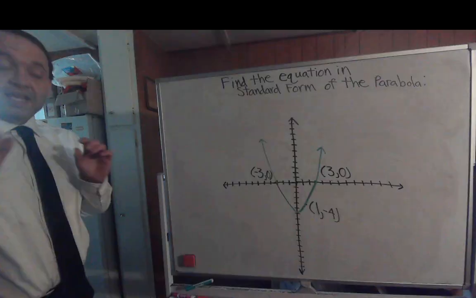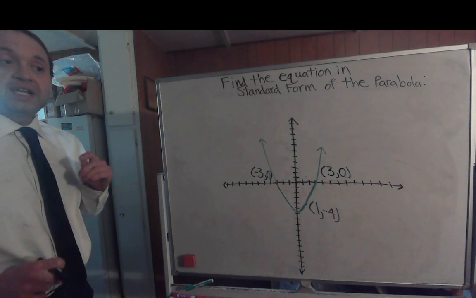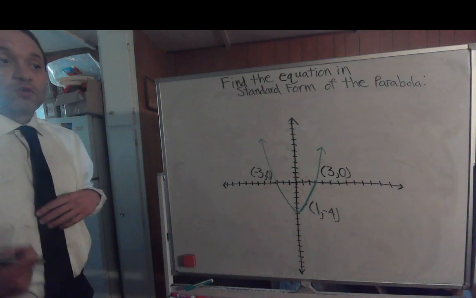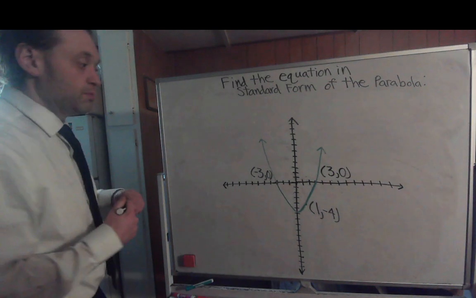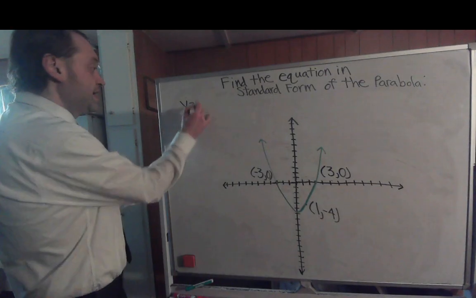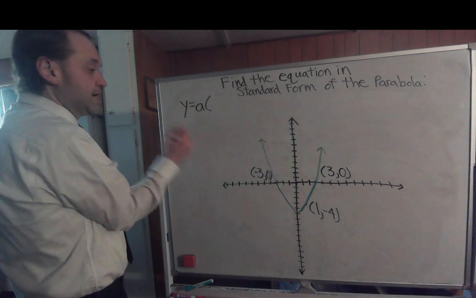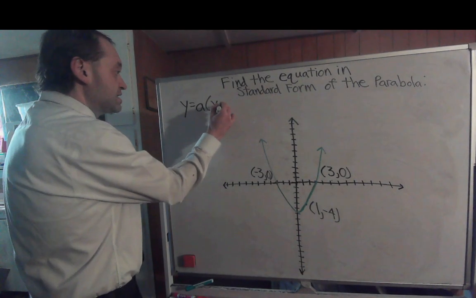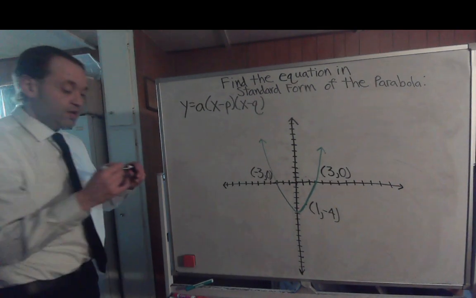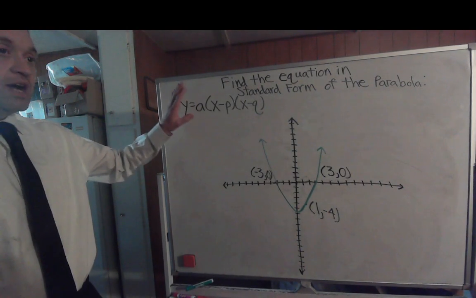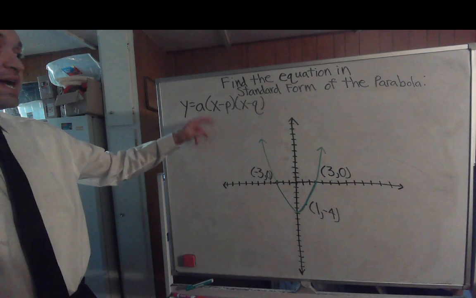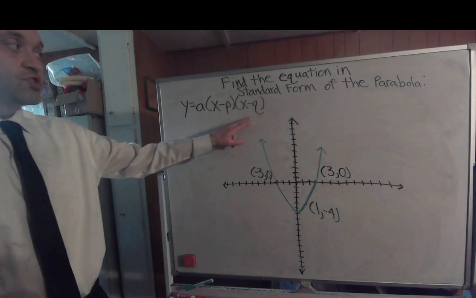If you're ever given intercepts and a point it passes through, we need to find the quadratic equation in intercept form to start with before we can go to standard form. The intercept form, if we remember, is y is equal to a times the quantity of x minus p times the quantity of x minus q. In general, this is the intercept form of a quadratic equation. It's some coefficient times x minus your first intercept times x minus your second intercept.